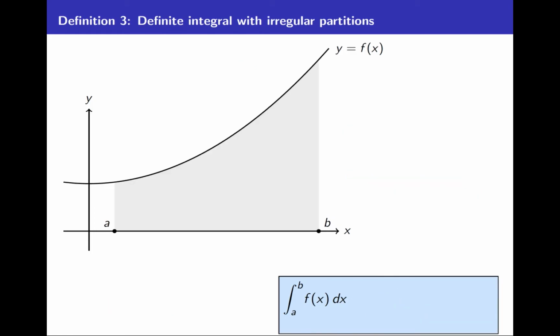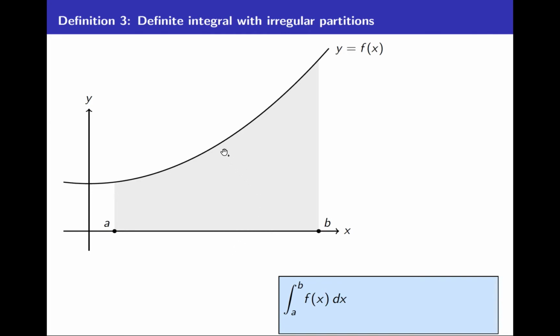I'm going to move on to one final definition of a definite integral, definition 3. This is the definite integral with irregular partitions. And this is our most general definition of the definite integral, and the one where if you go on to take advanced calculus, you'll be using. Here's the way it works.